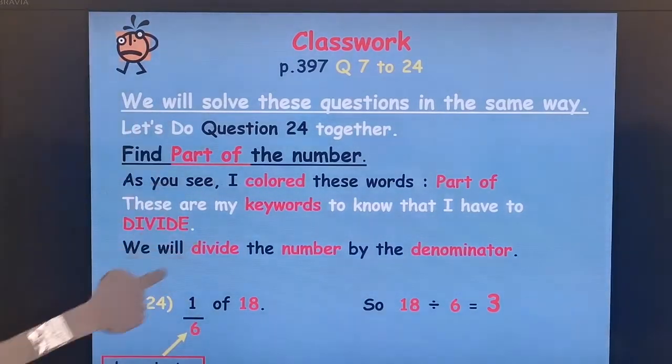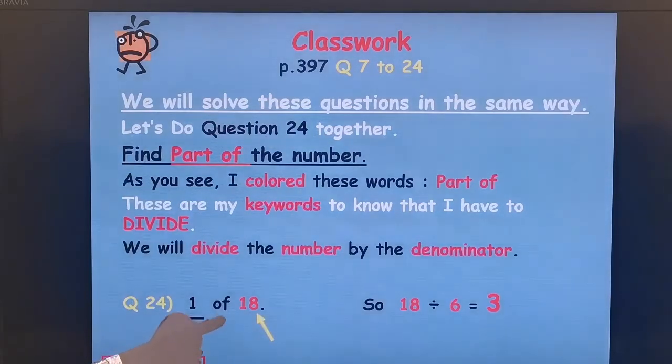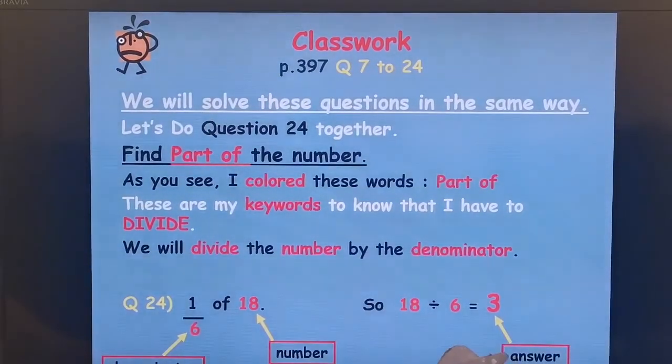Alright. Again, this is the denominator. This is the number, which is the dividend. Excellent. And here is my answer. And what do we name the answer of the division? We name it what? Yes, excellent. Quotient.